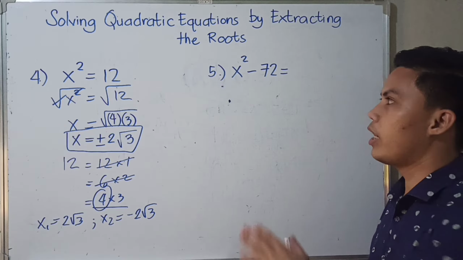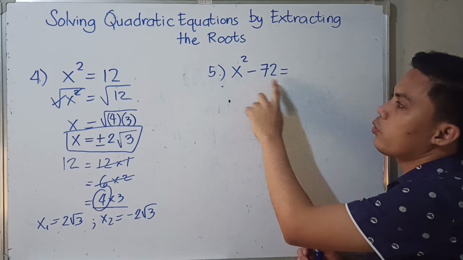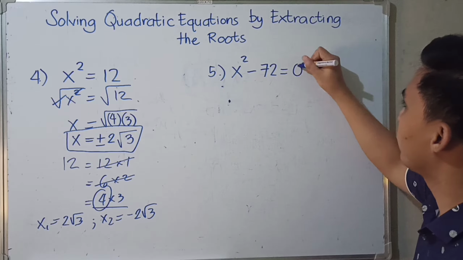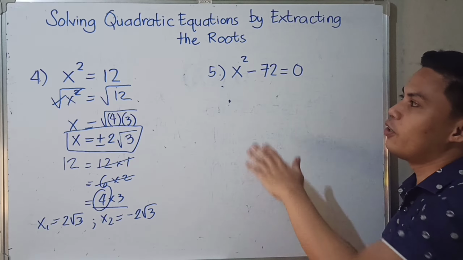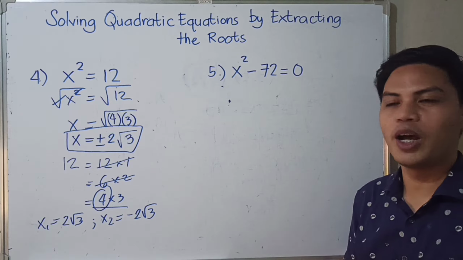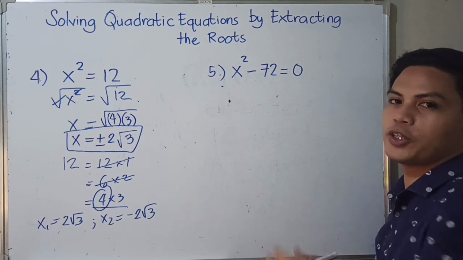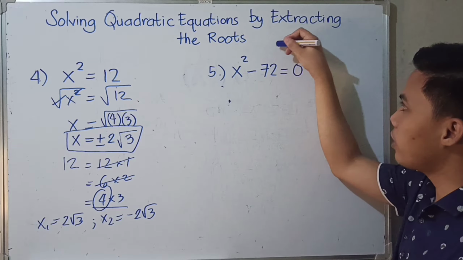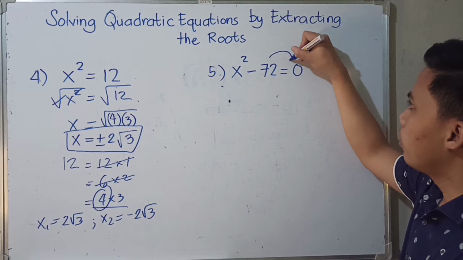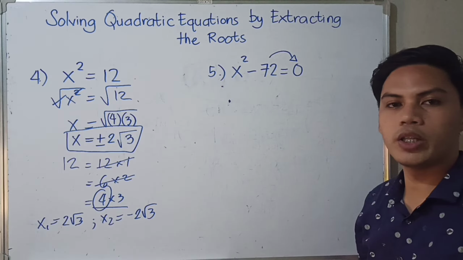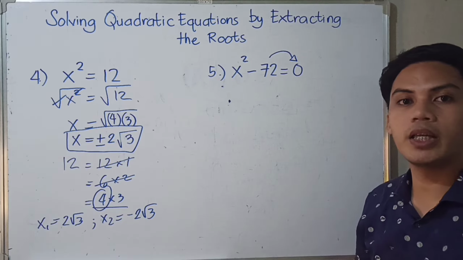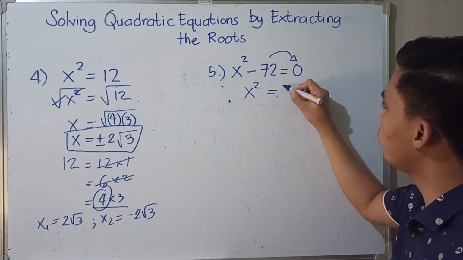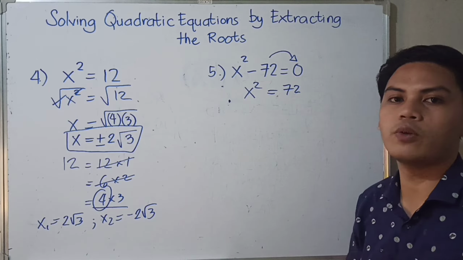Okay, dako tayo ngayon sa last problem. X squared minus 72 is equal to 0. Okay, so again, ang first step, we're going to isolate yung quadratic term natin. So, we're going to transpose negative 72. Lilipat natin sa right side ng equation. So, yung negative 72, using the addition property of equality, magiging positive 72. So, x squared is equal to positive 72.